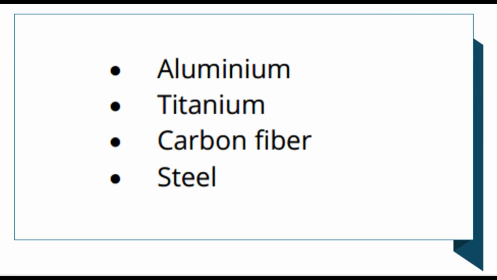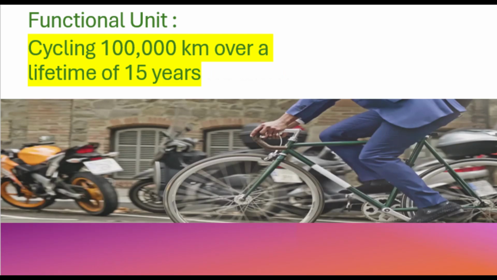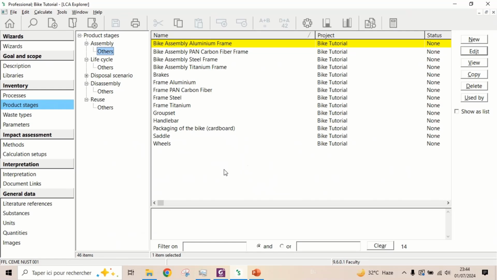The frames are made from aluminium, titanium, carbon fiber, and steel. The functional unit in this case is 100,000 kilometers over a lifetime of 15 years. After 15 years, the bike will be disassembled, some parts will end up in municipal solid waste, and some will be reused. Let's compare the environmental impacts of the 4 frames.